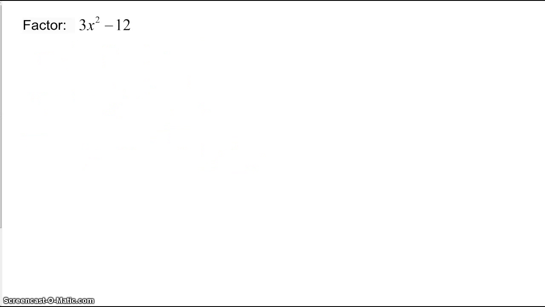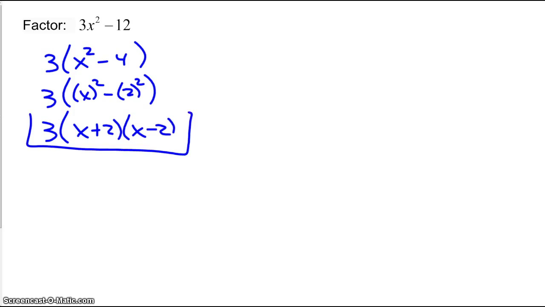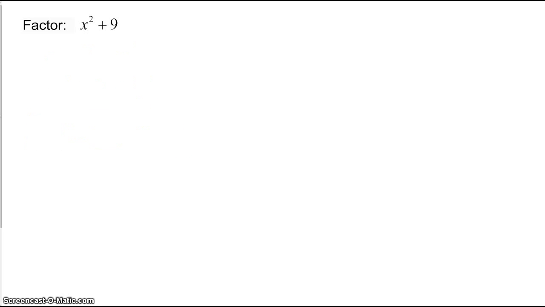Okay. One more example. Could I do greatest common factoring here? Definitely could take a 3 out, and that would be left x squared minus 4, and that's an x being squared and a 2 being squared. So using the pattern, it's x plus 2 times x minus 2, and whatever we have from that is multiplied by 3. All right. Okay, so that, one more example, x squared plus 9.